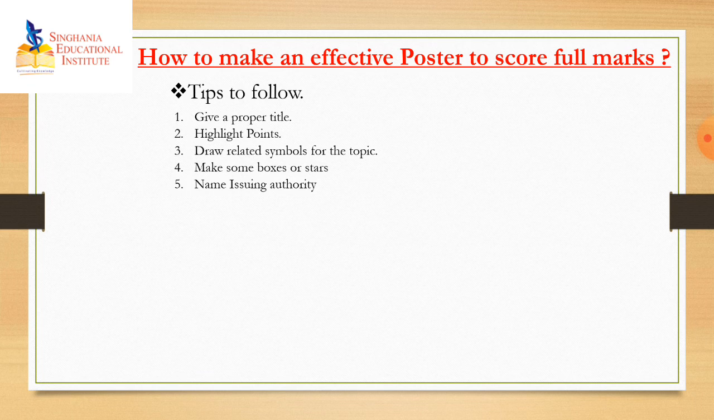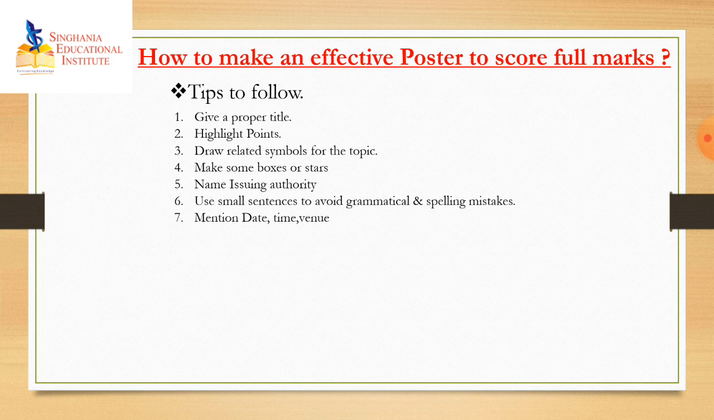Next step is to name the issuing authority. The name of the issuing authority should be mentioned at the end of the poster. Next is to use small sentences to avoid grammatical and spelling mistakes. Students, generally we try to write long sentences, but in a poster you stick to very small sentences and avoid spelling mistakes. If you frame small sentences, definitely your spelling errors will be less and obviously grammatical errors will also be less. Don't give any chance to the examiner to deduct your marks.